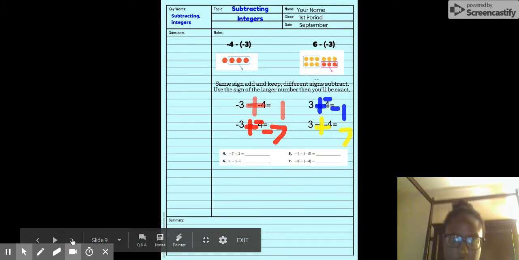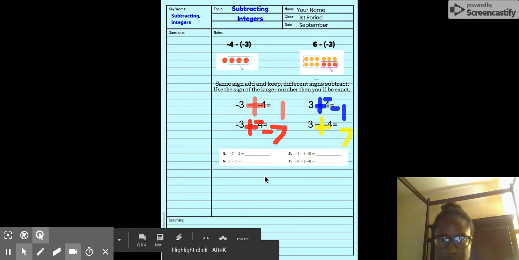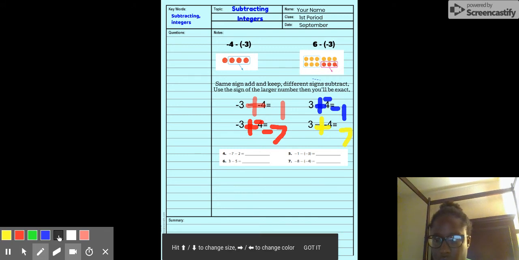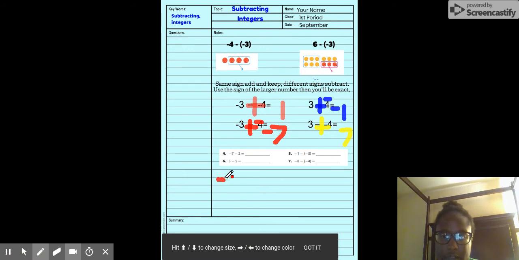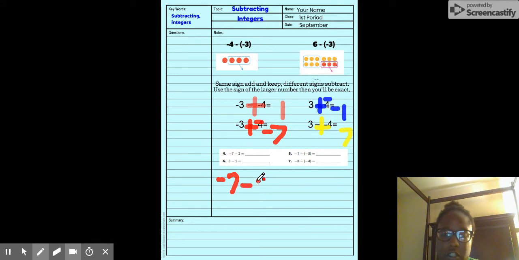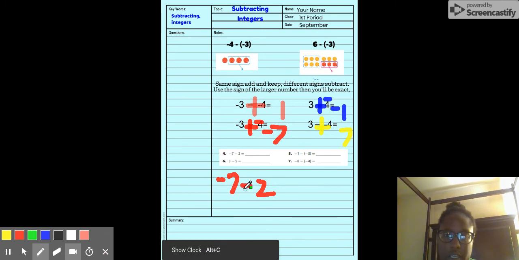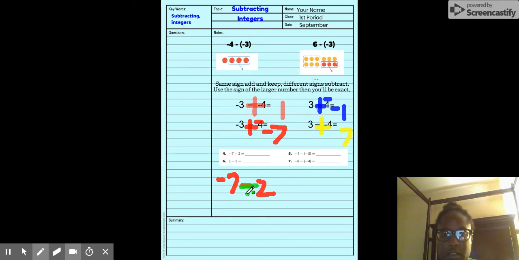Okay. So now we're going to do these problems together. So on this one, I don't know if I'm going to be able to get this really, really small, so I think I might write below here. Okay, so we have negative 7 minus 2. Okay, so we are going to make sure that we make this a plus, but because we made this a plus, we're going to make this subtraction. So it's going to be same signs, add and keep, 7, 8, 9. So this one is going to be a 9, and we're going to keep the sign.